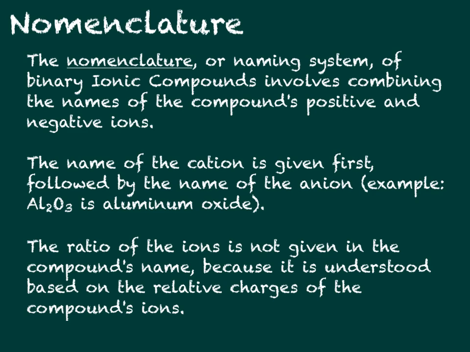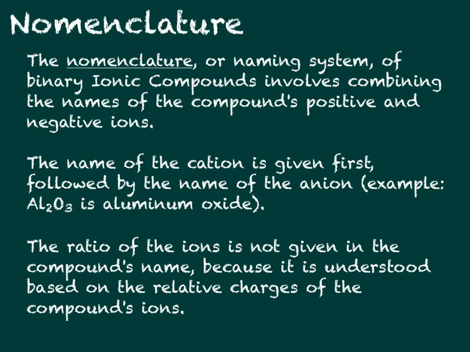Again, nomenclature is a naming system. So we're going to talk about naming systems for ionic compounds, which are made of ions. We'll also briefly talk about molecular compounds, which are not made of ions. But the naming system of binary ionic compounds involves combining the name of the compound's positive and negative ions. So the name of the cation is given first, and that's followed by the name of the anion.